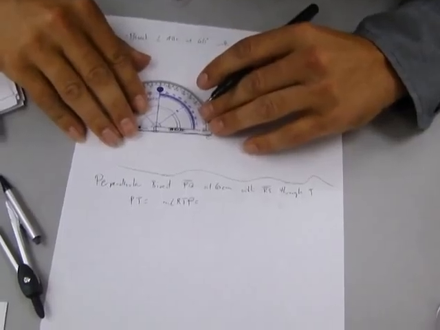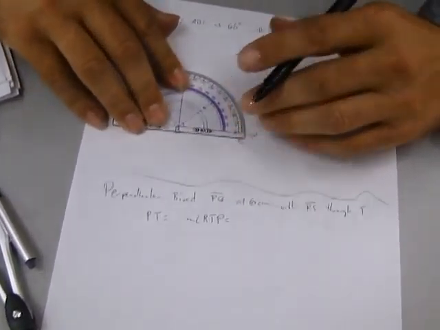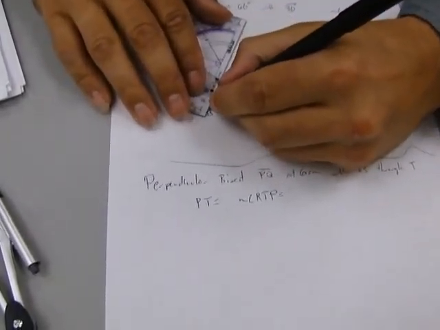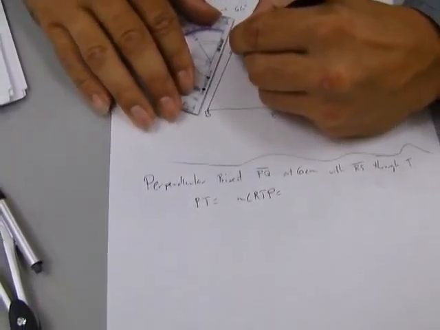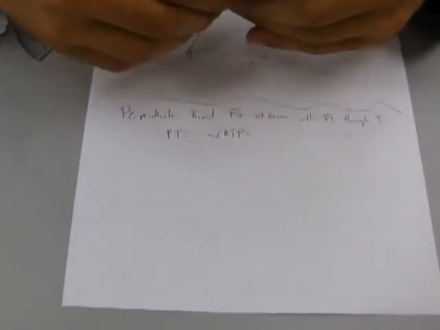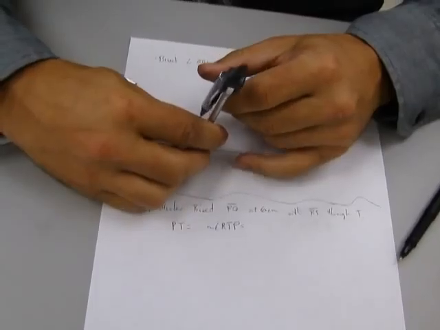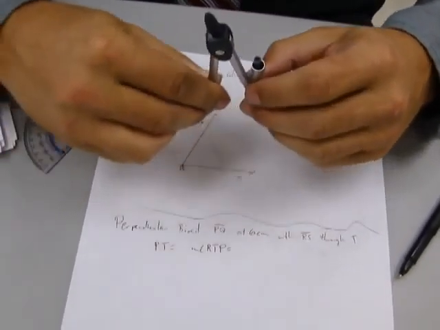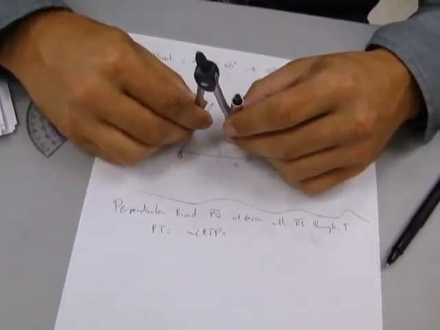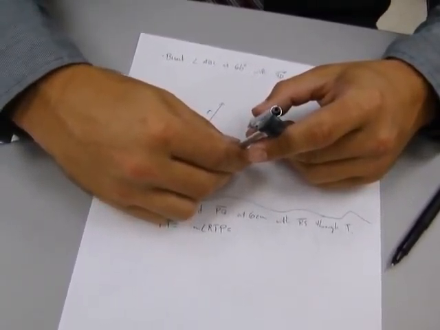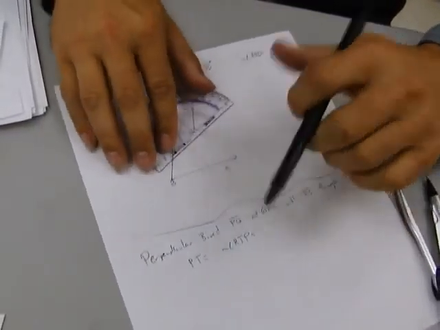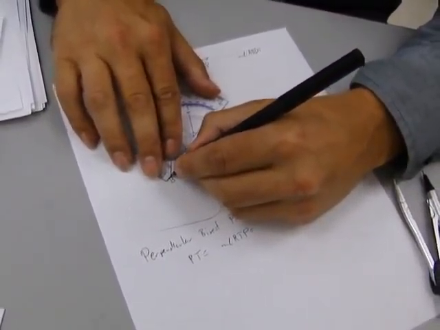So I line up my protractor, and here is where 66 degrees will be. So A will be somewhere over here. Now it's an angle bisector. So first thing I do, tip on vertex. Second thing, arc through the angle. Third thing, tip on one of the intersections. Fourth, arc through the angle. Fifth, tip on one of the intersections. Sixth, arc through the angle. And the final thing I will do is construct a ray.